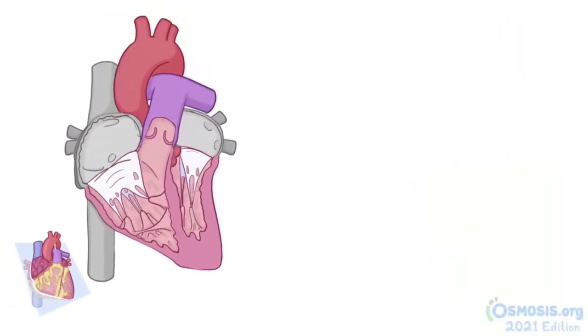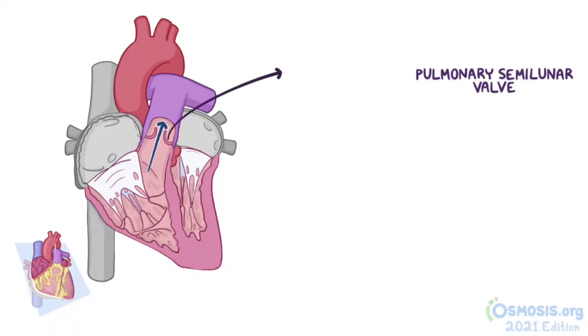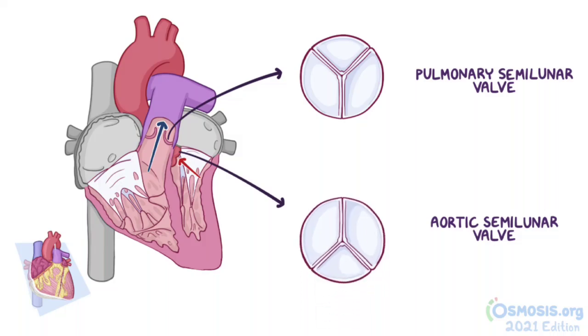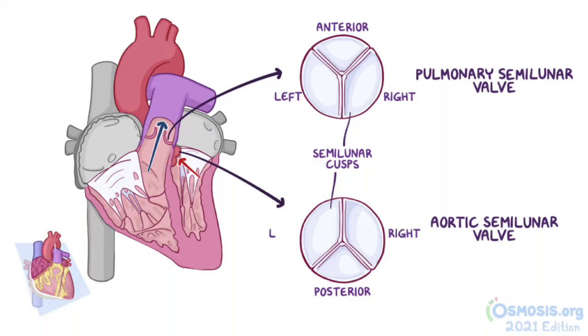Now that we're done with the heart chambers, we'll now take a look at the pulmonary trunk and aorta. Blood flows from the right ventricle to the pulmonary trunk via the pulmonary semilunar valve, while blood flows from the left ventricle to the ascending aorta via the aortic semilunar valve. These valves each have three cusps, called the semilunar cusps. The pulmonary valve has an anterior, a right, and left cusp, while the aortic valve has a posterior, right, and left cusp.